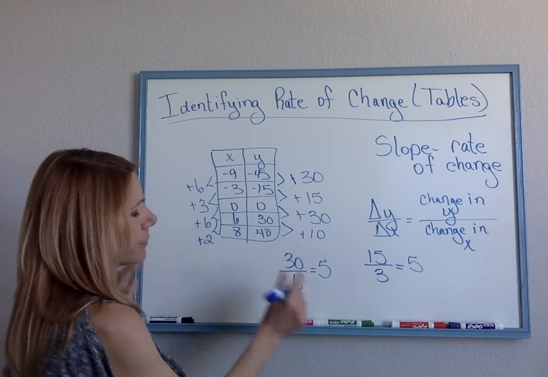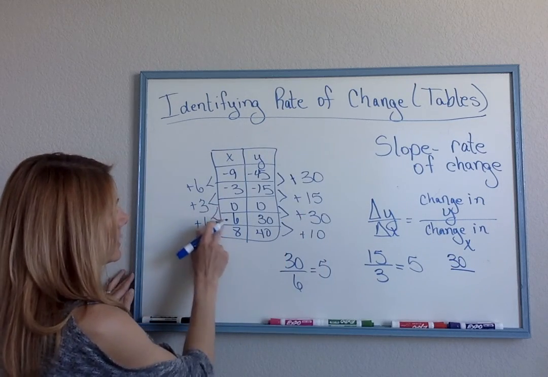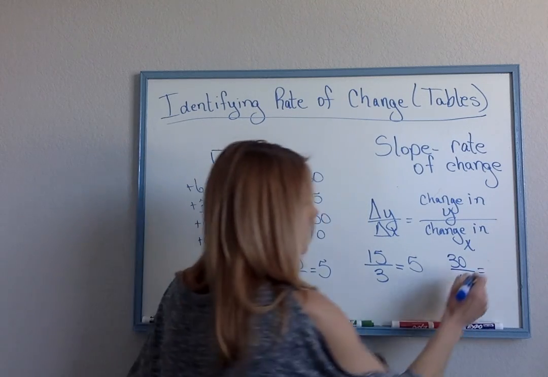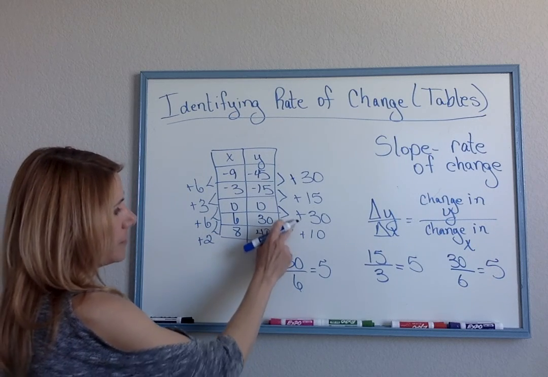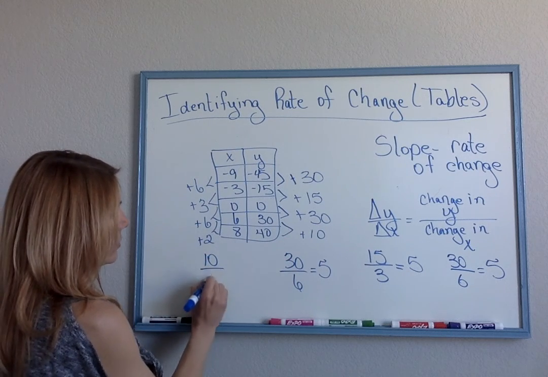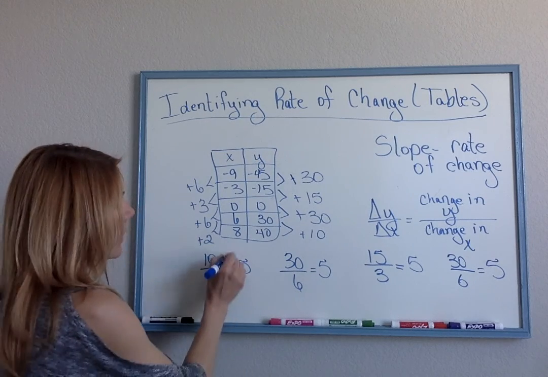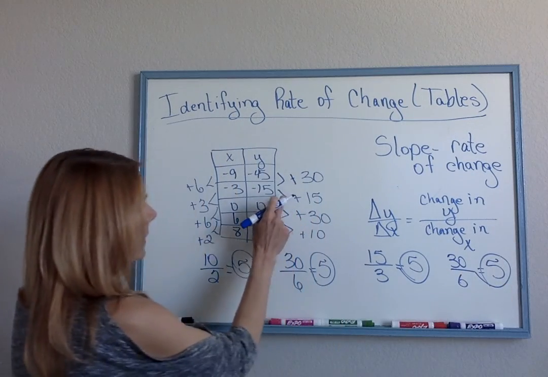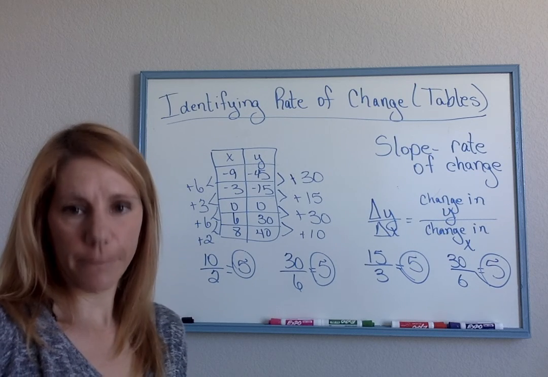Let's try it again. 0 to 30, I get 30. And then 0 to 6, I get 6. So once again, 30 divided by 6 is 5. And then last, I'm going to be adding, I get 10. And this time, my X's are only 2. So once again, I get 5. So every single time I go from Y and its corresponding X, they all end up equaling 5.